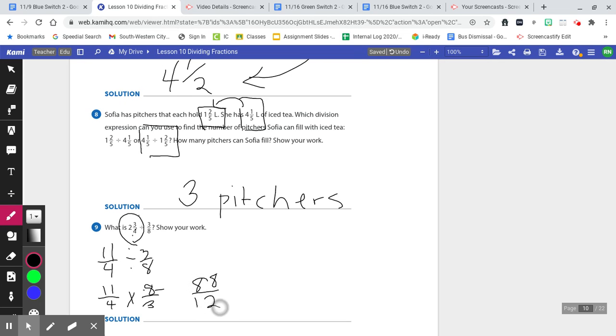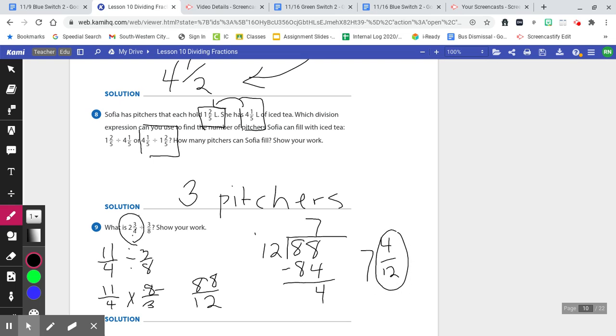So now I need to think, how many times does 12 go into 88? Let's see, if I did 88 divided by 12, I'm going to start out with 7. That's 84. So I have 7 and 4/12. Can I simplify 4/12? Yeah, they're both divisible by 4, so that's the same as 7 and 1/3. 7 and 1/3 was your answer.